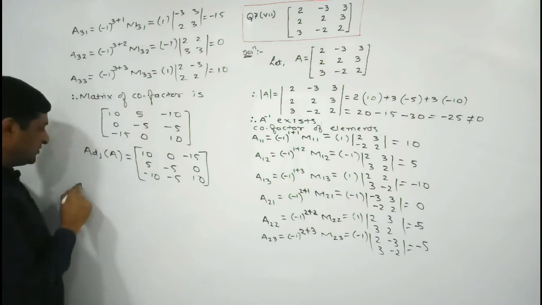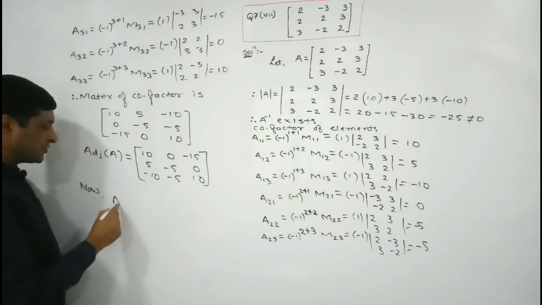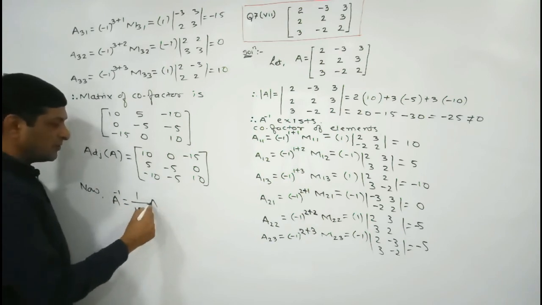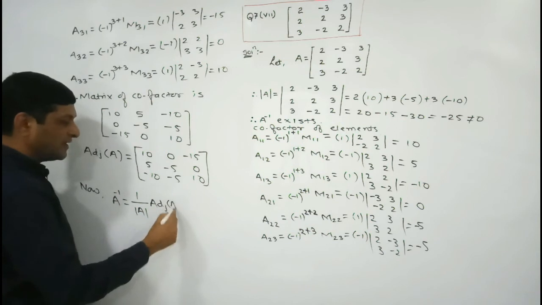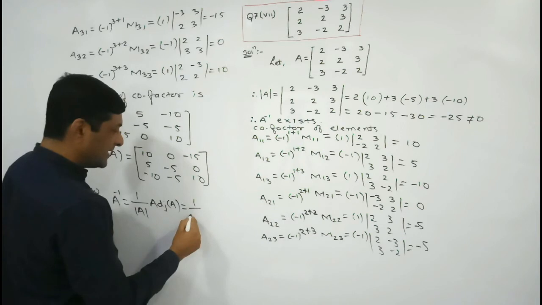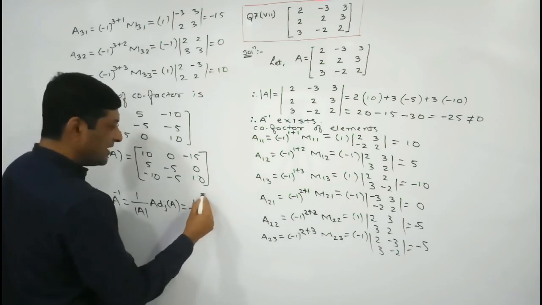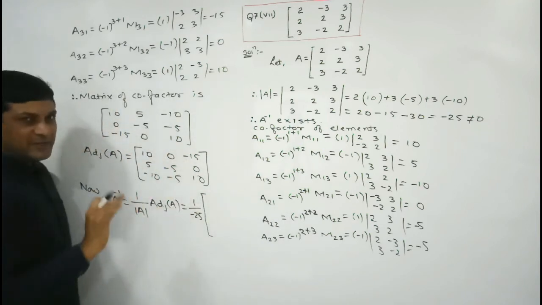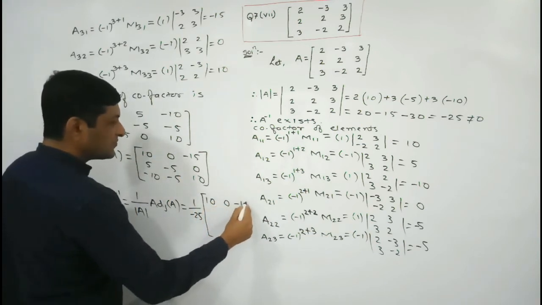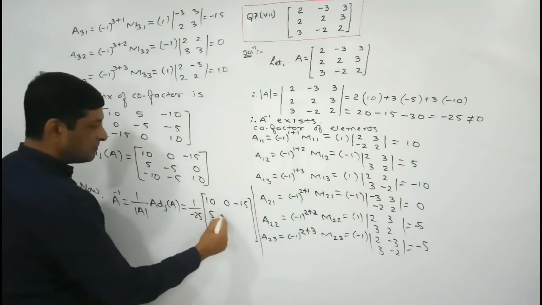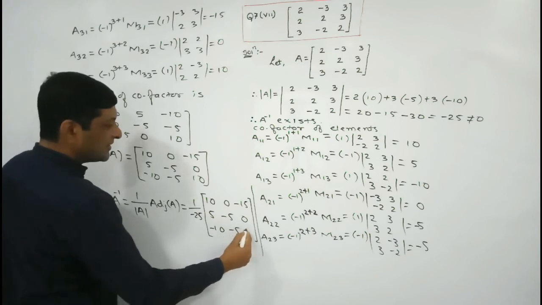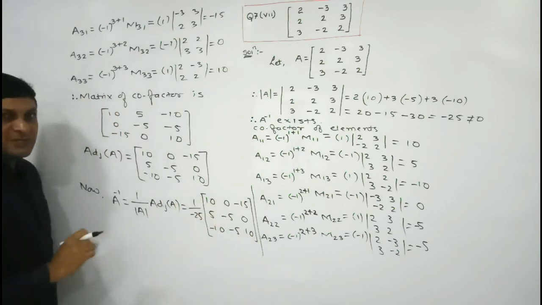And the last step is to find the inverse of the matrix. So A inverse is equal to, what is the formula? 1 upon determinant of A into adjoint of A. What is the value of the determinant? Minus 25. And the adjoint we have just obtained. So what are the elements? 10, 0, minus 15, then 5, minus 5, 0, minus 10, minus 5, 10. In this way we have got the inverse of the matrix.